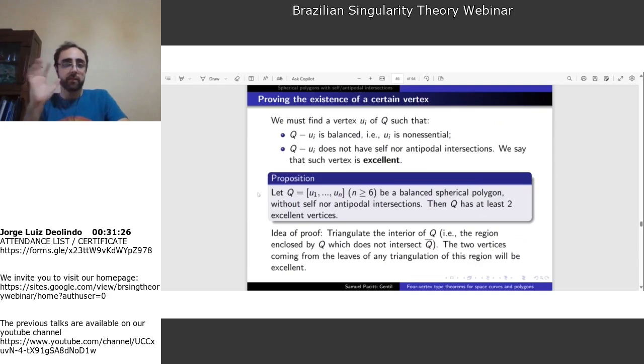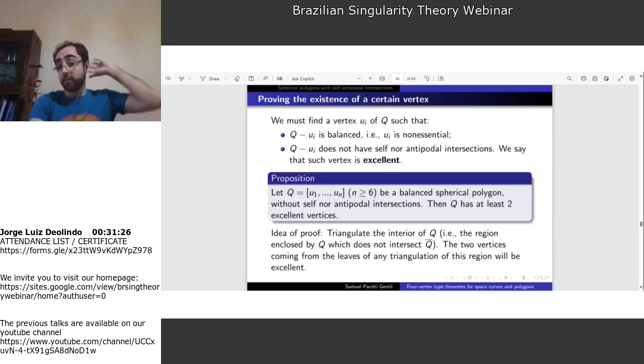Okay, so this is another proposition. It states that a balanced polygon without self nor antipodal intersections will have at least two excellent vertices. And the idea of the proof is again a triangulation argument on the interior of the spherical polygon.